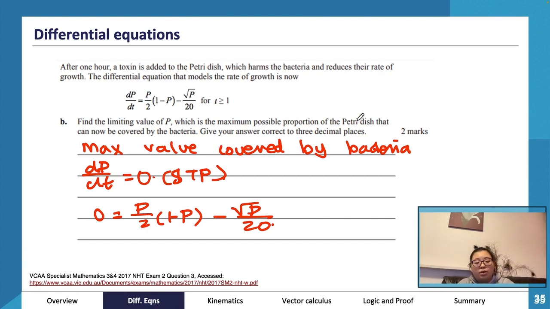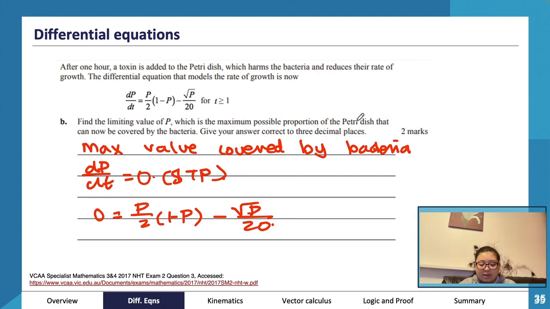Alternatively, another thing you could do here is move the root p over 20 onto the other side and do a bit of squaring, and by that you'll get a polynomial which you can work out as well. But for our purposes we can just do this instead. So we'll have p over 2, 1 minus p, minus root p over 20 is equivalent to 0 for p.